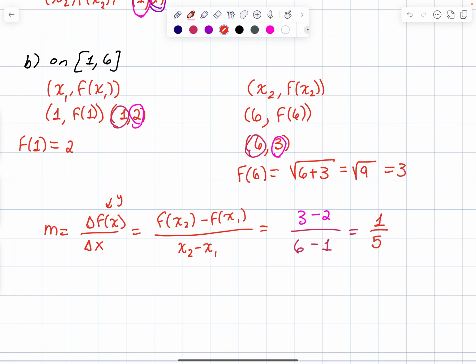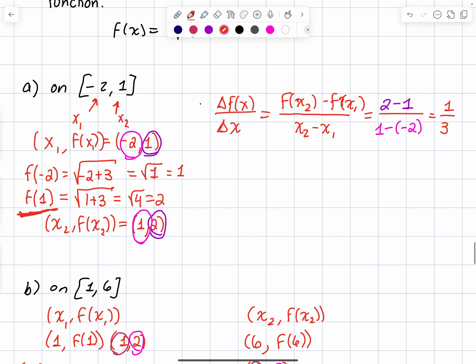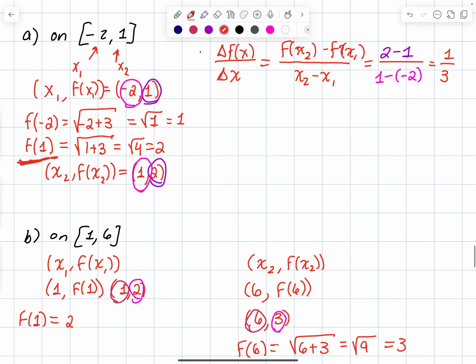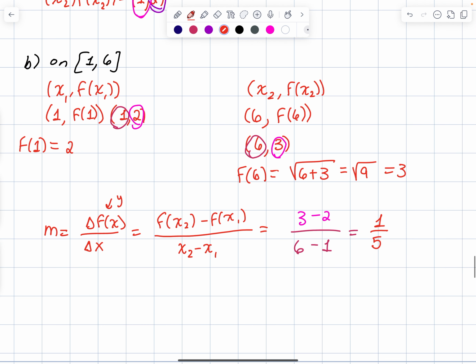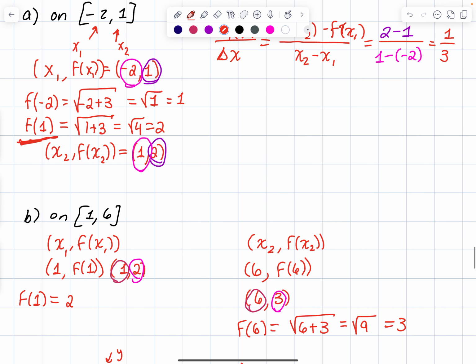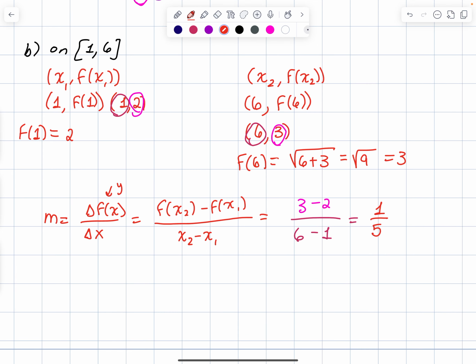Notice that they are different, and that's to be expected, because if they were the same, then you might have to start asking questions about, well, is this the same function? Now, this isn't to say that there aren't intervals where the average rate of change is the same, but in this interval, it's way different, it's bigger than the other one, right? And so we just want to be careful.